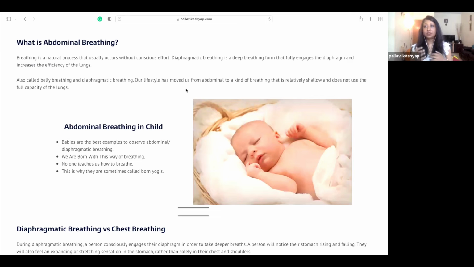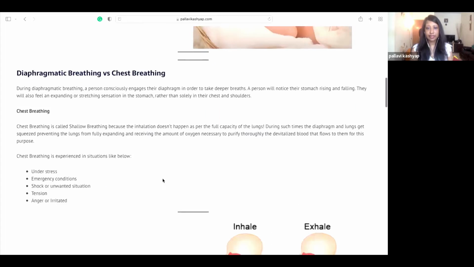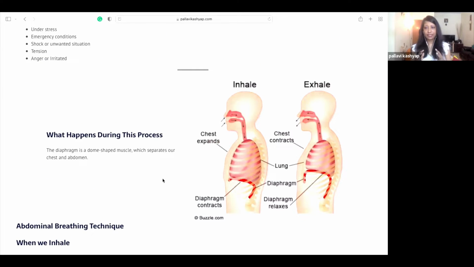Now let's come to the technique, and also what happens when we breathe, what the organs involved are, and how breathing happens during the intake of oxygen and the exhalation of carbon dioxide. I'll take you to a chart or diagram which explains what happens during inhalation and exhalation. If you see here, there is a muscle in the shape of a dome. Not from the side, but from the front, it's in the shape of a dome.